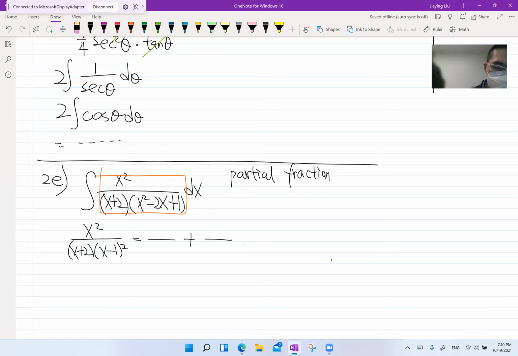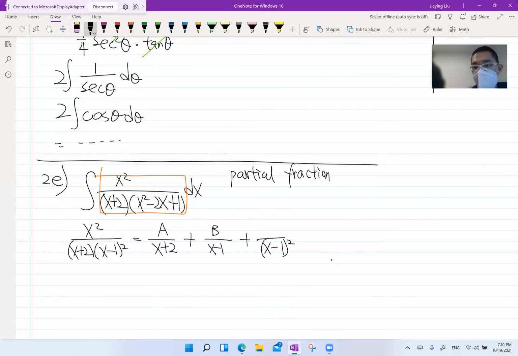The first factor, x plus 2, can be a denominator, so the numerator will be some constant a. Then I have x minus 1 as a factor. So x minus 1 without the square could be a denominator with b. And because we have another x minus 1, it wouldn't make sense to write x minus 1 again, because that would be the same as the second term I just wrote. Instead, x minus 1 squared is a factor, so we're going to set x minus 1 squared as the denominator.